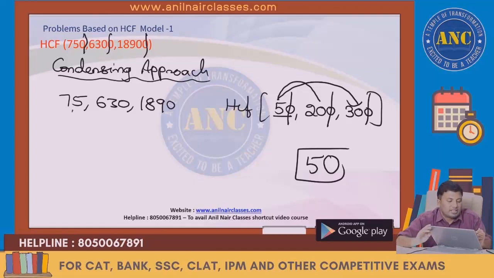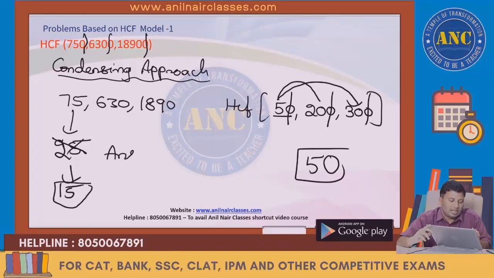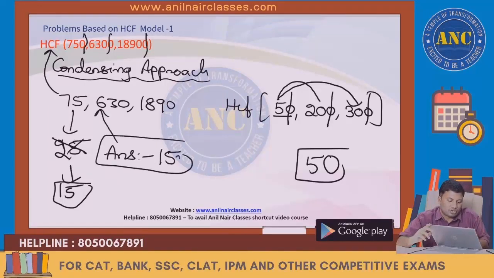75 cannot divide 630. Before that 15, 25 is there. 25 does not divide 630, it is not possible. Next it is 15. 15 5s are 75. 15 4s are 60, 15 42s are 630, and 15 126s are 1890. Right, answer is 15 for this question. But for the original question, answer is 150. I hope the idea is clear.